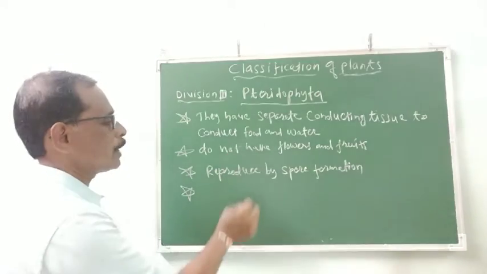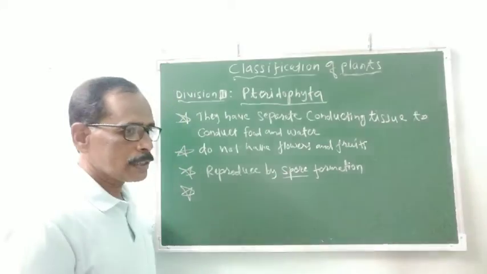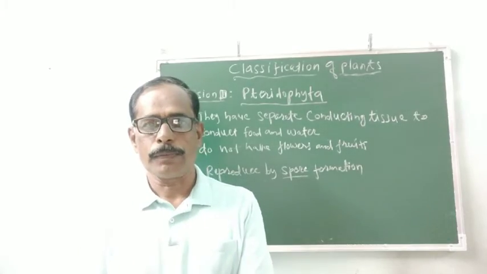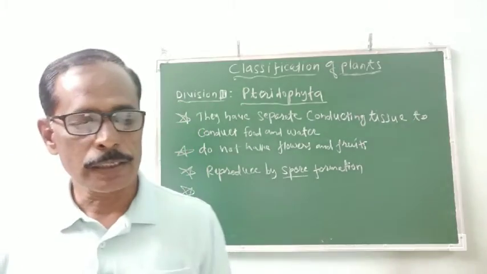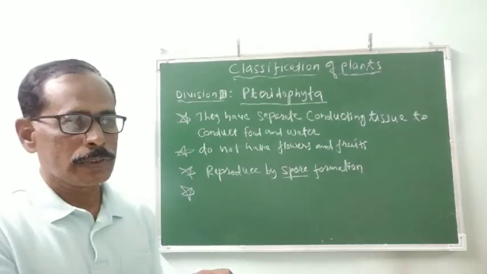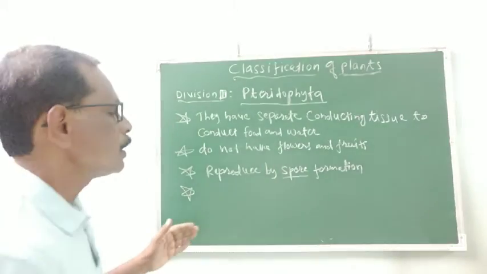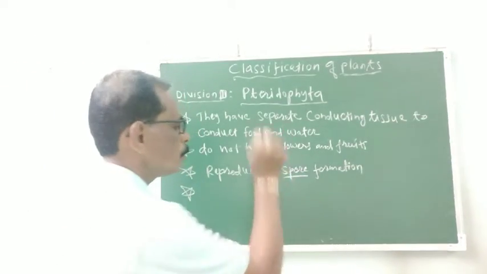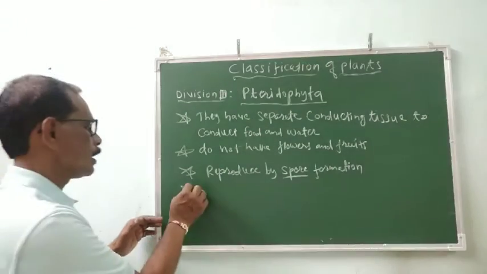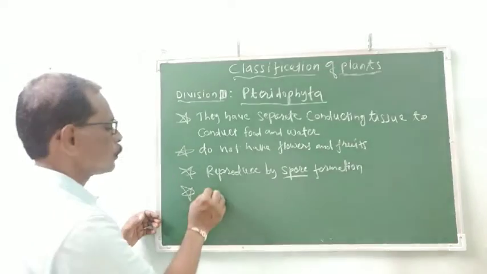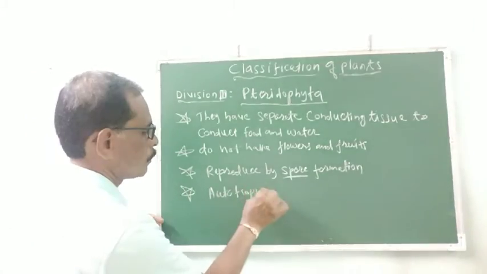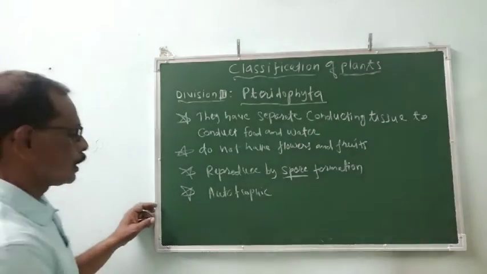Reproduction takes place in pteridophytes by spore formation, and spores are formed on the leaf, at the posterior part or the back side of the leaf. The small spores are formed, and with the help of these spores, the new plant germinates. All of them are autotrophic.